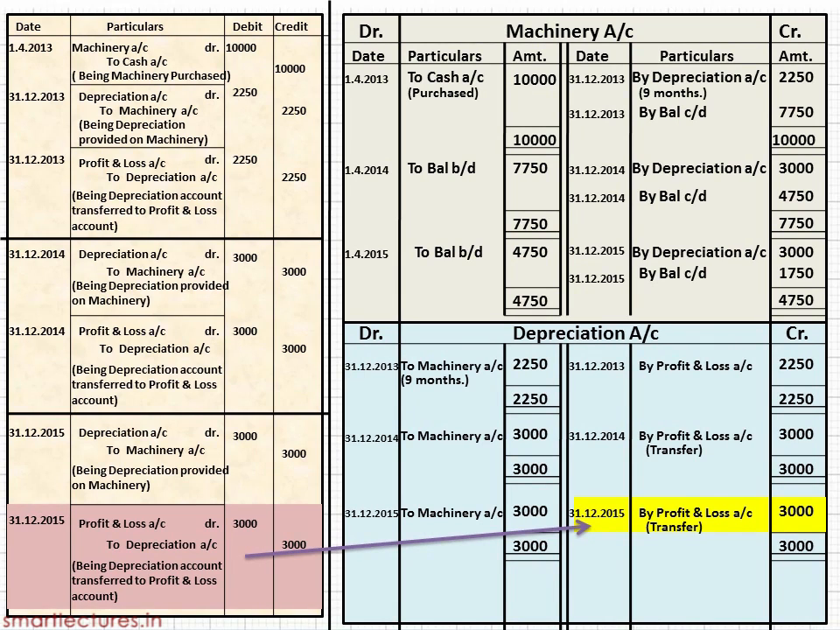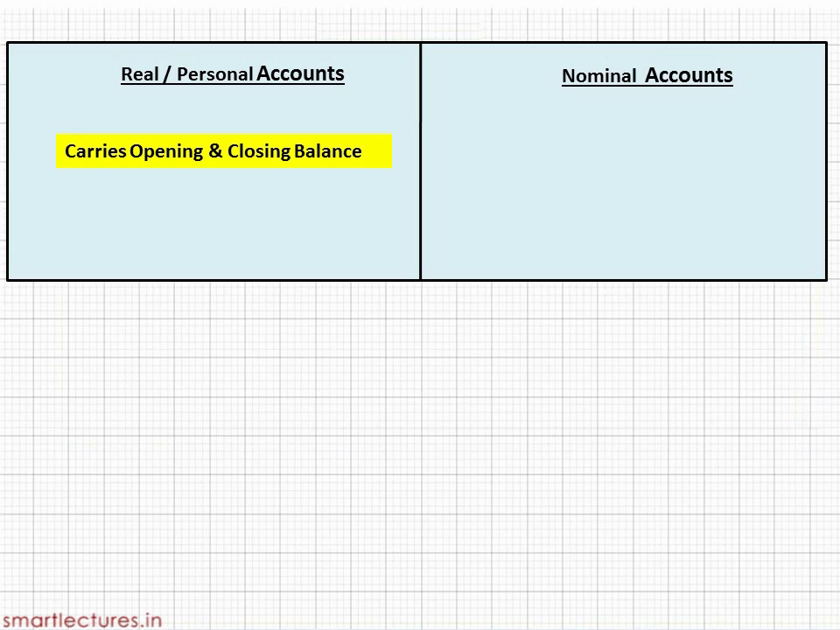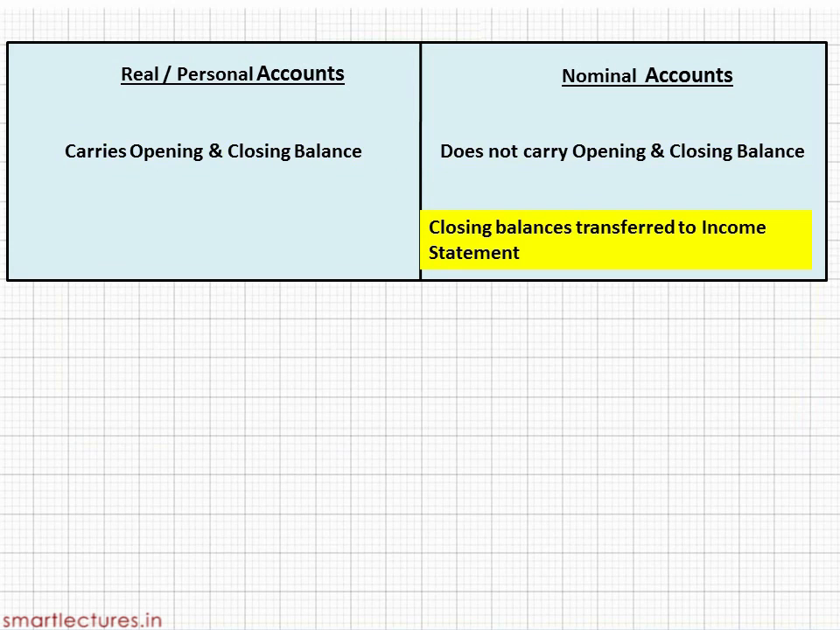One thing more, I would like to remind you, balance BD or balance CD, I mean to say closing balance or opening balances, are always for real and personal accounts, not for nominal accounts. All nominal accounts are transferred to income statement and all real and personal accounts are transferred to balance sheet. I mean to say the closing balances of real accounts and the closing balances of personal accounts, they are always taken to the balance sheet via trial balance.